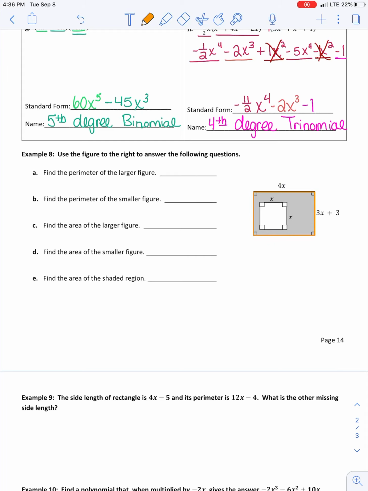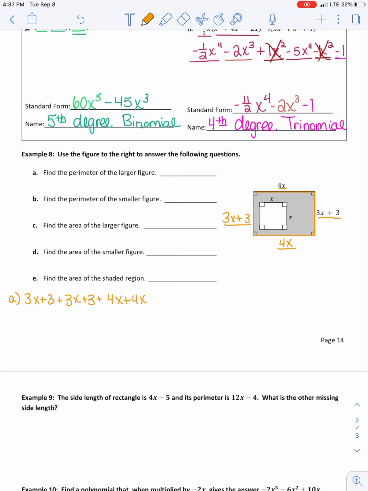Okay, so if I want to find the perimeter, that there is a rectangle. So I need to know that opposite sides are equal. If this side is 3x plus 3, that means this side's 3x plus 3. If this side is 4x, that means this side is 4x. To find the perimeter, we need to add all of our sides together. I'm just going to put part A here. We're going to take 3x plus 3 plus 3x plus 3 plus 4x plus 4x.